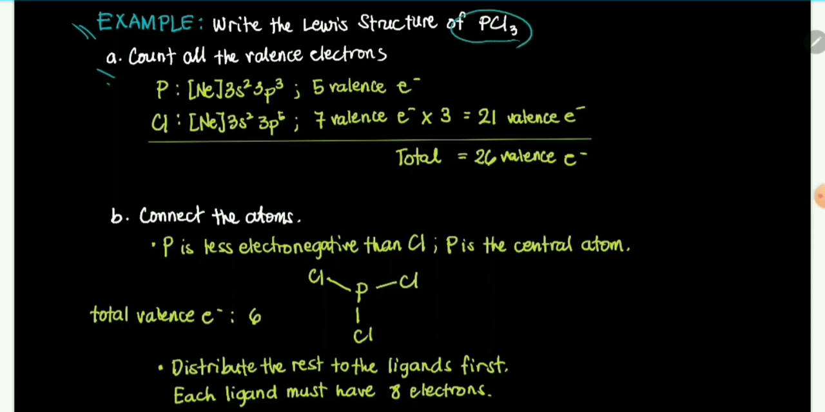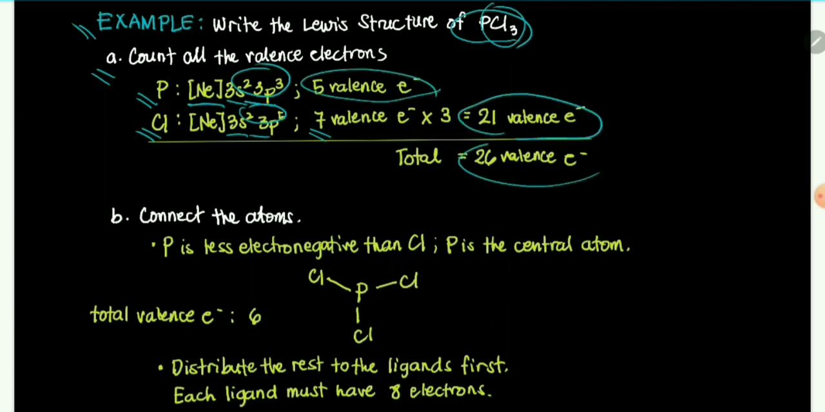Okay? So, ang una natin gagawin, again, is to count the valence electrons. Yung ating phosphorus ay neon 3s2 3p3. So, ibig sabihin, meron siyang 5 valence electrons. Yung ating chlorine ay 3s2 3p5. Okay? Neon 3s2 3p5. So, ibig sabihin, meron siyang valence electrons na 7. So, tatlo yung ating chlorine. Therefore, 7 times 3, it's 21 valence electrons plus 5 valence electrons. Total of 26 valence electrons.